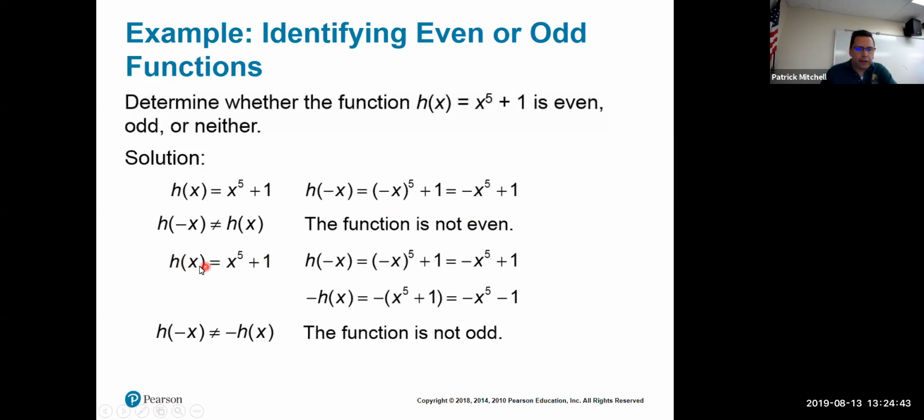So here's h of x. H of x is x to the fifth plus 1. And we already know h at opposite x is negative x to the fifth plus 1. So what we're doing here is we're trying to see, is that the same thing as just doing negative h of x? So negative h of x means just make the whole thing negative. But the problem with that is that it would also make the 1 negative. So here h at opposite x is negative x to the fifth plus 1. Opposite of h of x is negative x to the fifth minus 1. And because those two are not the same, this function is not odd. This function is neither even nor odd.